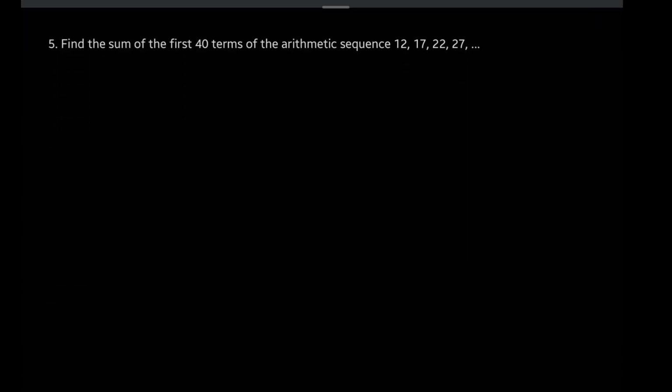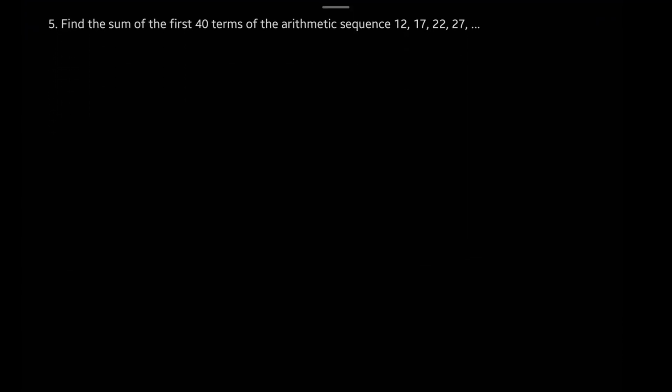Another example. Find the sum of the first 40 terms in the arithmetic series 12, 17, 22, 27. Now this is actually easy because we don't need to do some solving for n because we are already provided with 40. So let's put it again. Our trusty formula.